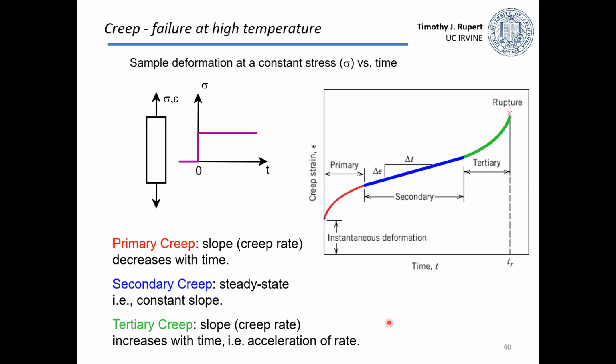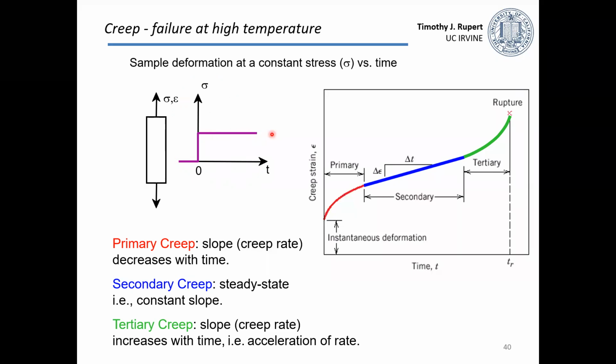Okay, the last thing I want to talk about just very quickly is what's called creep. So this is deformation at high temperature. So in this type of experiment, we'll think about taking some sample of a material we care about. We're going to apply some load, so some sigma value, and we're going to keep that stress constant. Okay. So on the right here is showing that before time zero, there's no stress on the sample. We increase it to some finite stress value and we keep it constant.